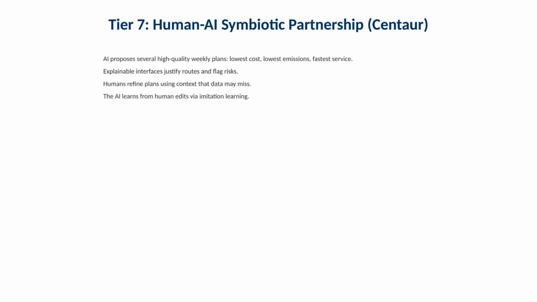In the Centaur model, the goal is not to replace the human planner, but to combine strengths. The system proposes several high-quality plans, and explainable interfaces provide the reasoning. The human then adjusts the plan based on real-world context, such as receiving policies or temporary road closures. Those edits feed back into the system so future proposals better match operational reality.